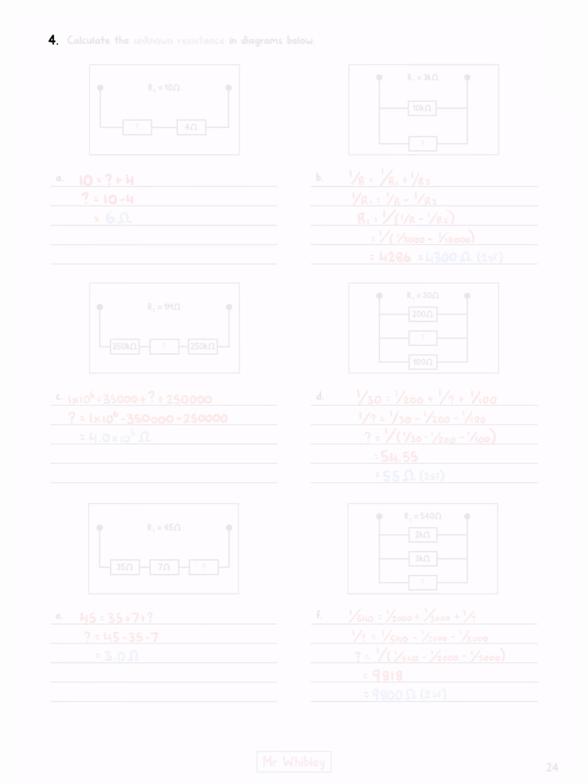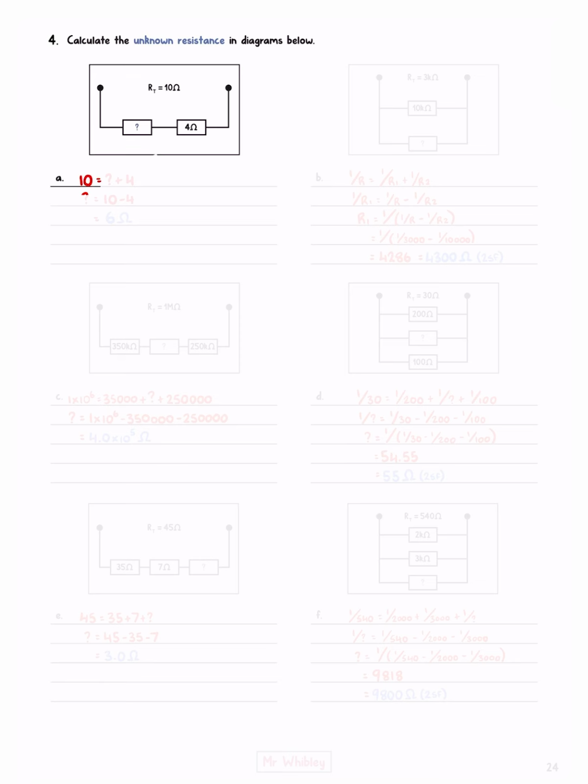Question 4. Calculate the unknown resistance in the diagrams below. We have a total resistance of 10, and we have 2 resistors in series, one of which is our unknown, and the other is 4. We know that resistors add in series, and so our 10 ohms is our total, which is going to be the sum of our 2 resistances, one of which being 4, and the other our unknown. Solving this for our unknown by subtracting 4 from both sides gives us 6 ohms.